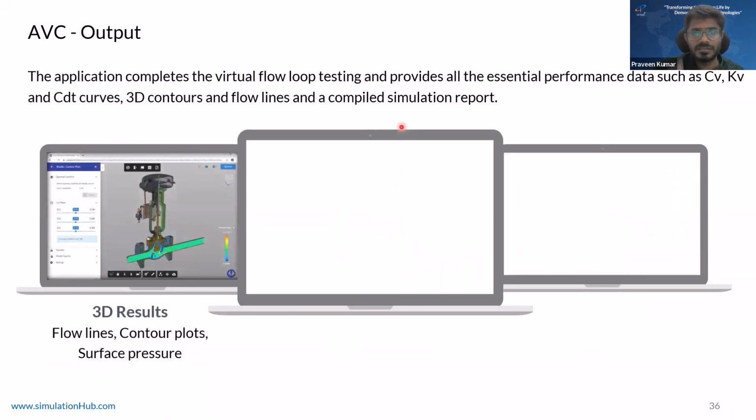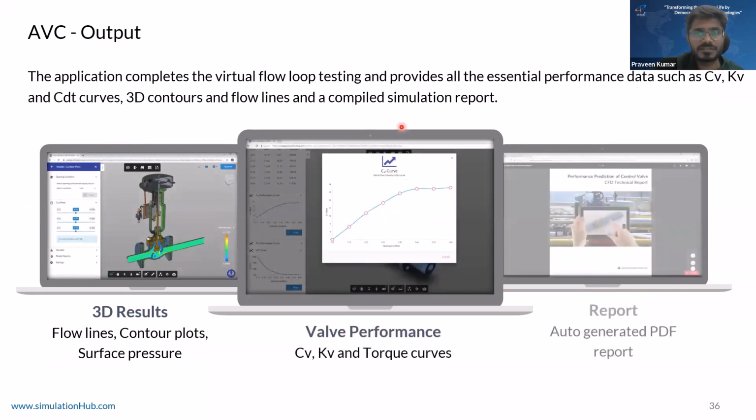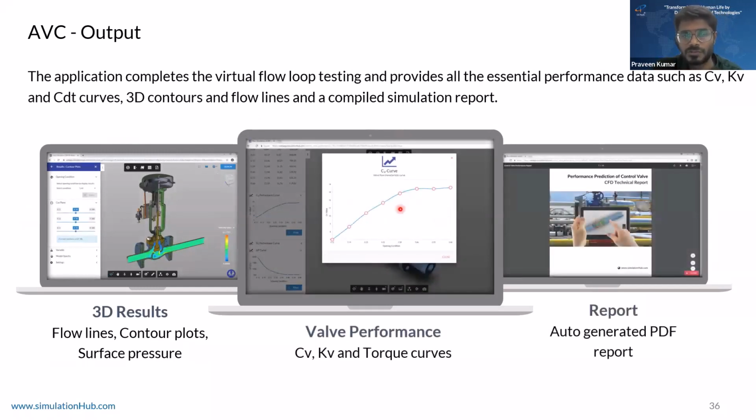Now, once the process is completed, what does the app provide as output to the user? First and foremost are the Cv, Kv, and Cd curves and head loss coefficient curves. Those are quantitative data that you get, and it also provides 3D results for advanced analysis, where you can spend time analyzing your design and identify the scope for improving the design so that the Cv and flow capacity can be improved.